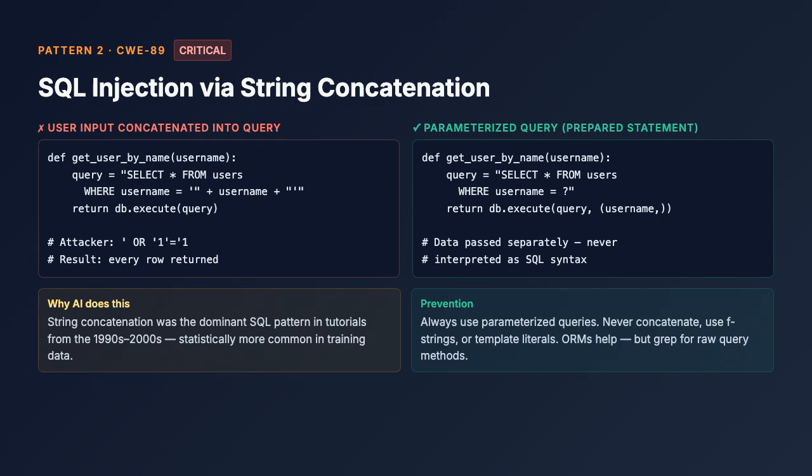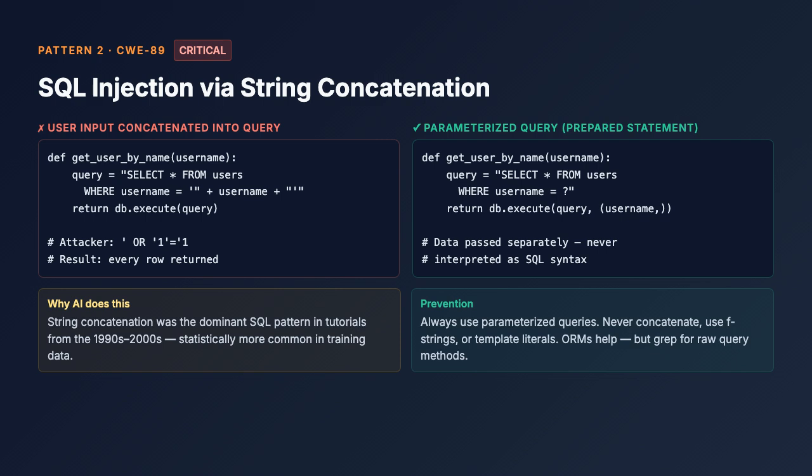Why does AI produce this? String concatenation was the dominant SQL pattern in older tutorials. The model has seen it far more often than parameterized queries, and the concatenated version runs without errors on normal input. To prevent this, always use parameterized queries or prepared statements.